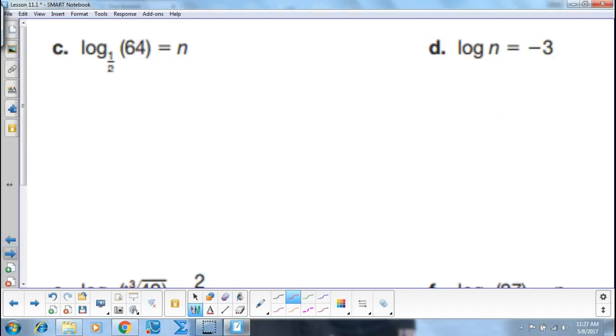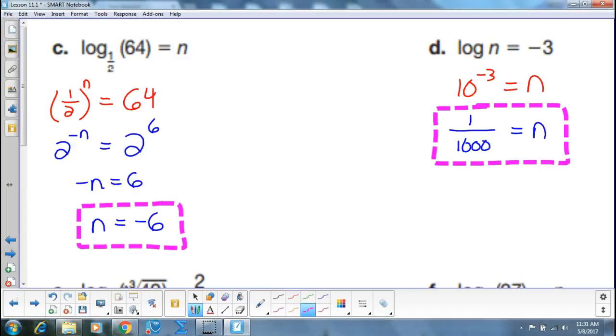Do C, D, E, and F. For the first one, actually it's the third one, for C, I should say, I get negative 6. Do we agree with negative 6? Questions on getting negative 6 there? For D, I got 1 over 1,000. Do we agree with 1 over 1,000 for D? Remember that because it was just log, that is log base 10. No questions?